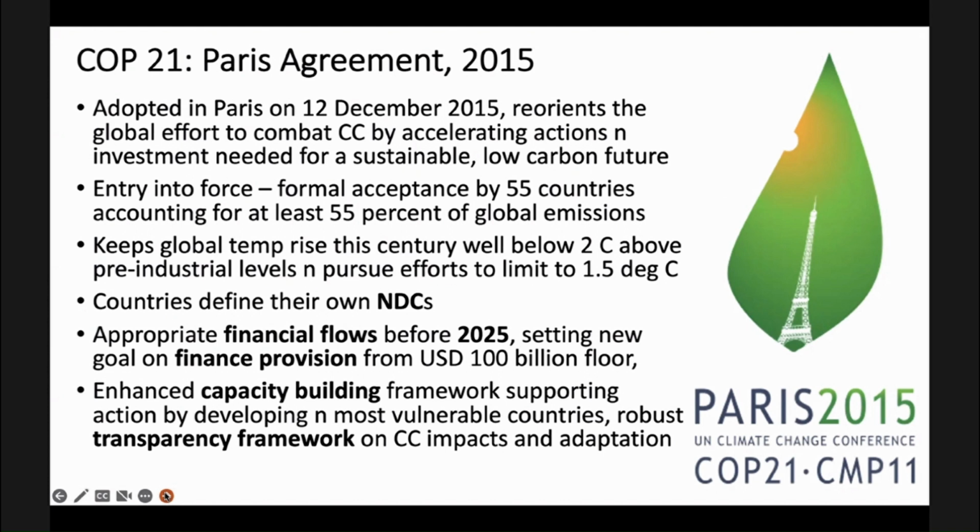It reorients the global efforts to combat climate change, and accelerates both action, but more importantly, investments for a sustainable low carbon future. Its entry into force target was 55 countries, accounting for at least 55% of global emissions. And it happened faster than expected.